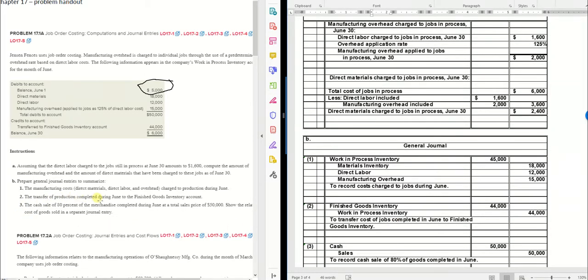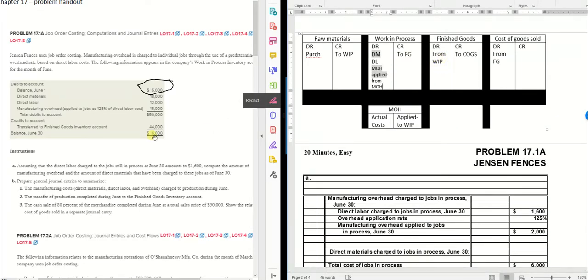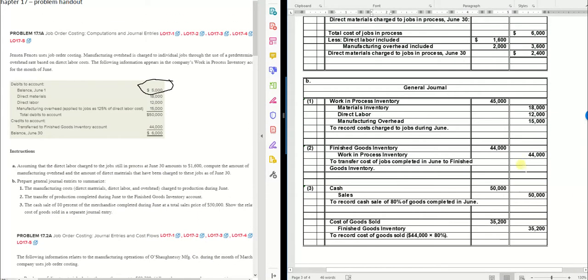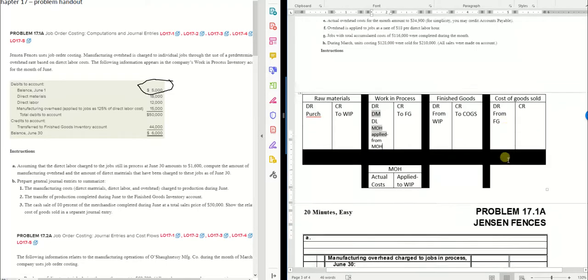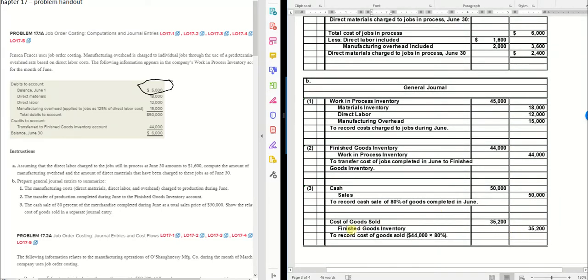The transfer of the completed production, so it's going out of WIP to finished goods, and it says I did 44,000, so I'm going to credit WIP and debit finished goods. And then I sold 80% of the merchandise. Okay, so remember I've got 44,000 in finished goods, and it's going out of finished goods to cost of goods sold. And so I'm going to take 80% of that 44,000 out of finished goods and put it into cost of goods sold. But whenever I have a sale, I have two entries, one for the sale price and one to move it out of inventory.